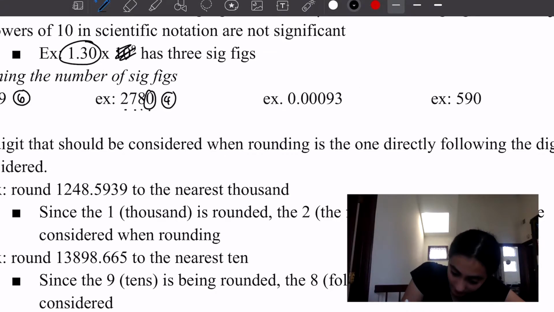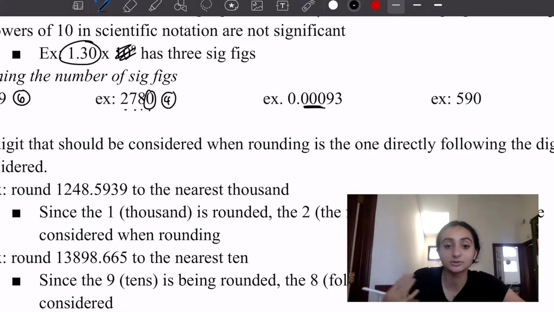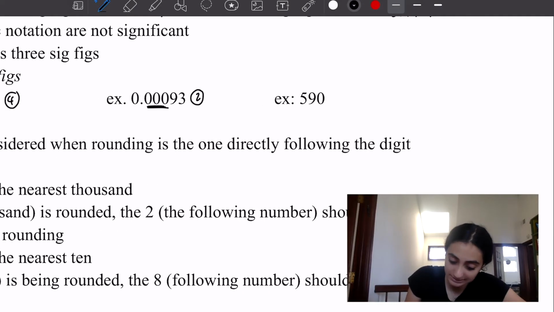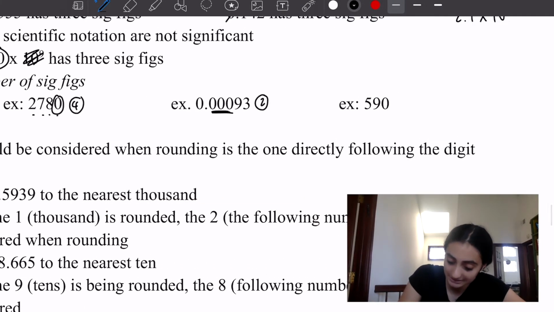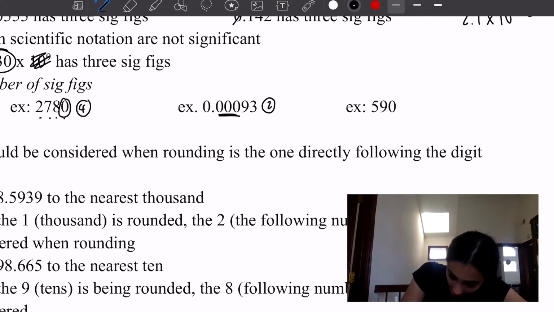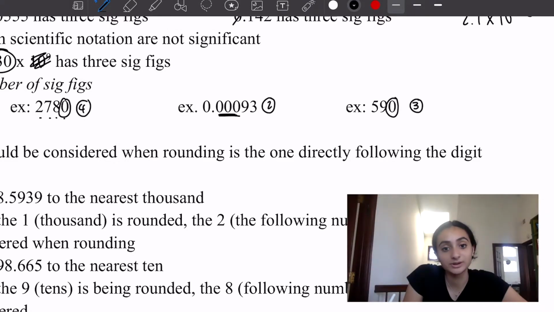Also, these zeros are leading zeros because they don't come after a non-zero number. Our last example is the same as the first example. Same as the second example. There are 3 sig figs because this zero is before a decimal place and it comes after a non-zero number.